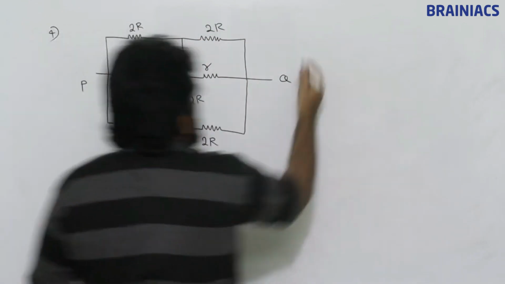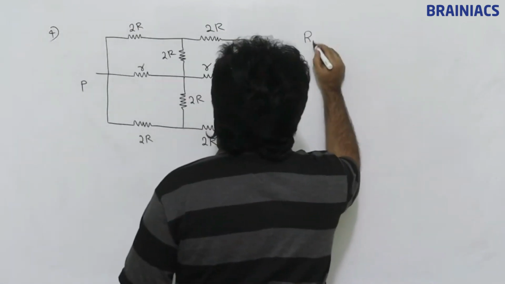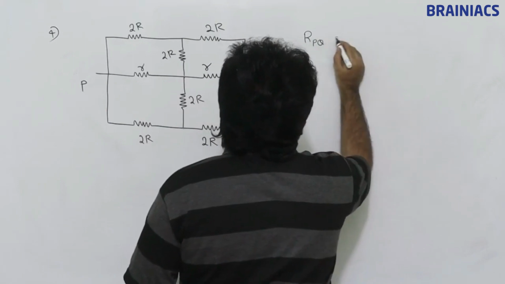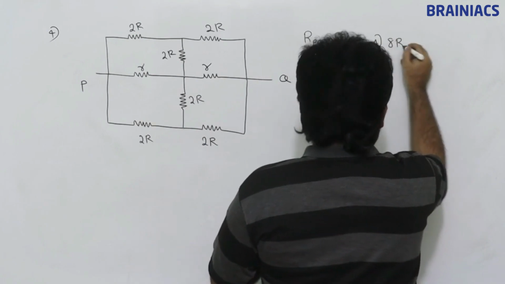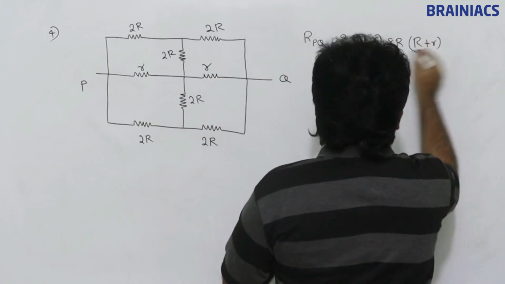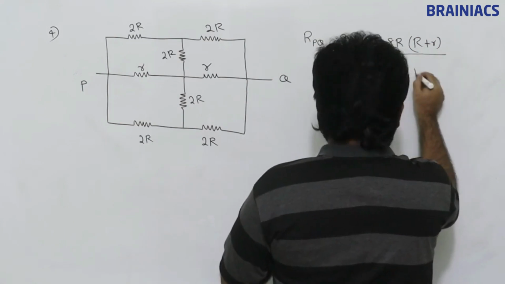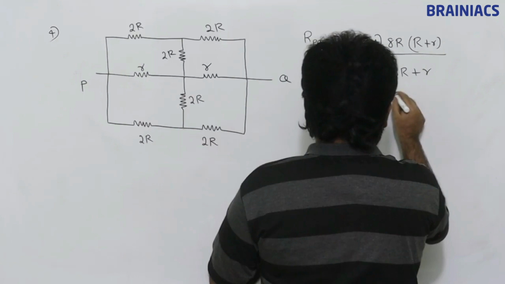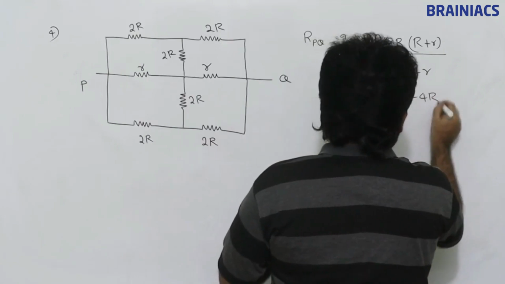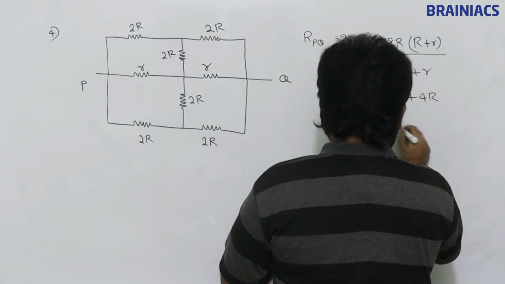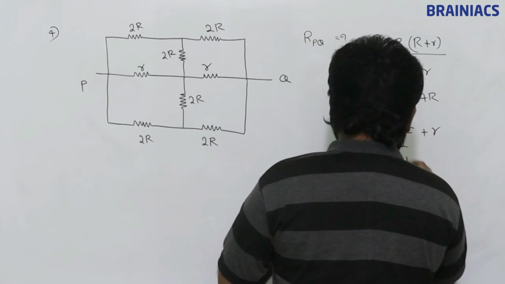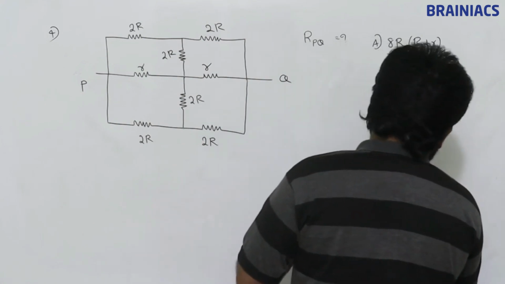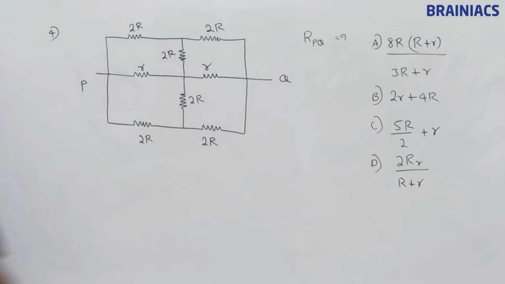Okay, what is the equivalent resistance between the terminal P and Q? Okay, options are there. Pause the screen and do it yourself. Okay, take the options also. Okay, right. What is the equivalent resistance between P and Q?